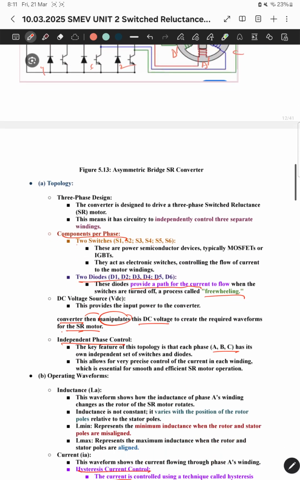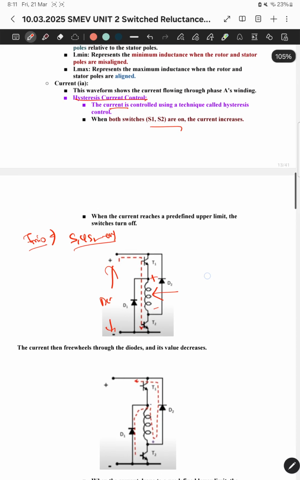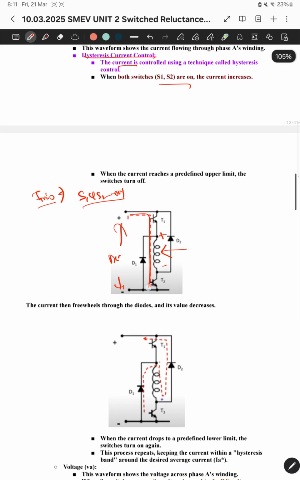So this is the first case, when S1 and S2 are on. Let's assume that the current is at minimum. Then when the switches are on, as you see the direction here, the power is directly fed from the supply to this phase A winding here.